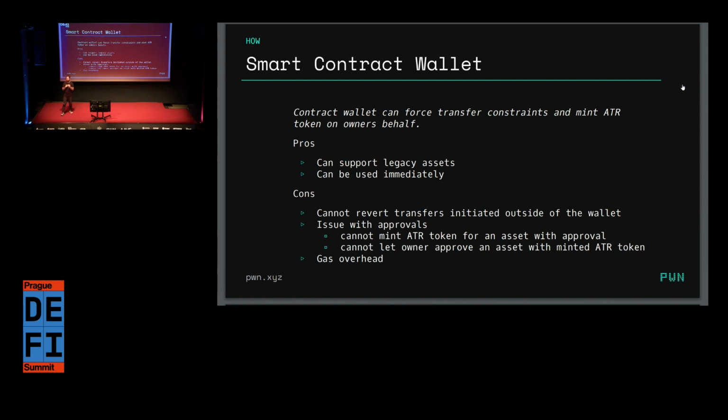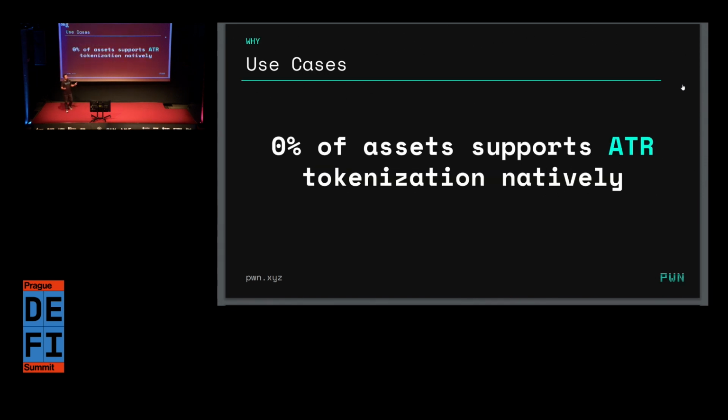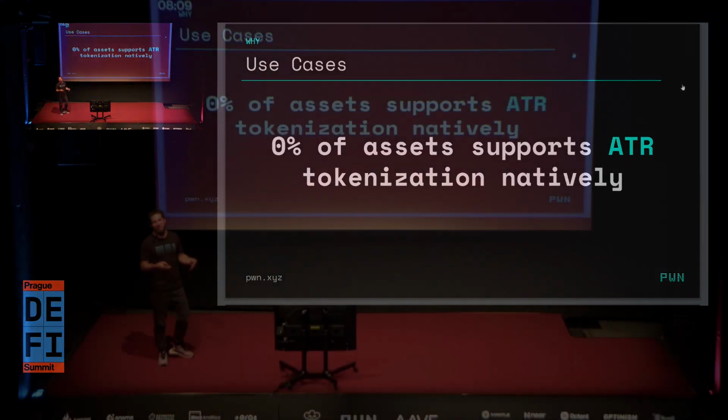So I cannot allow assets with tokenized transfer rights to let the owner approve another address, because the approved address would basically call the asset contract directly, and it would bypass all the contract wallet constraints I'm putting on the asset. And it has some gas overhead on top of it. The problem is that 0% of assets support ATR tokenization natively. It doesn't make sense to clap here, but yeah, thank you.